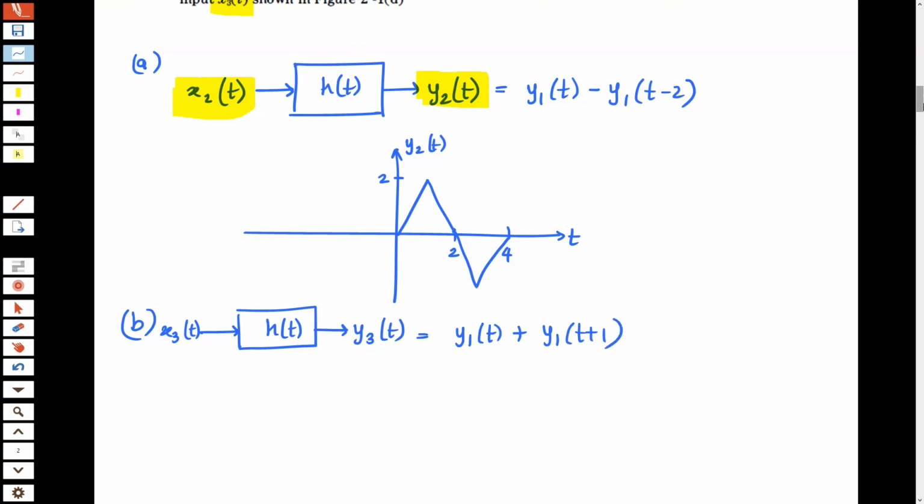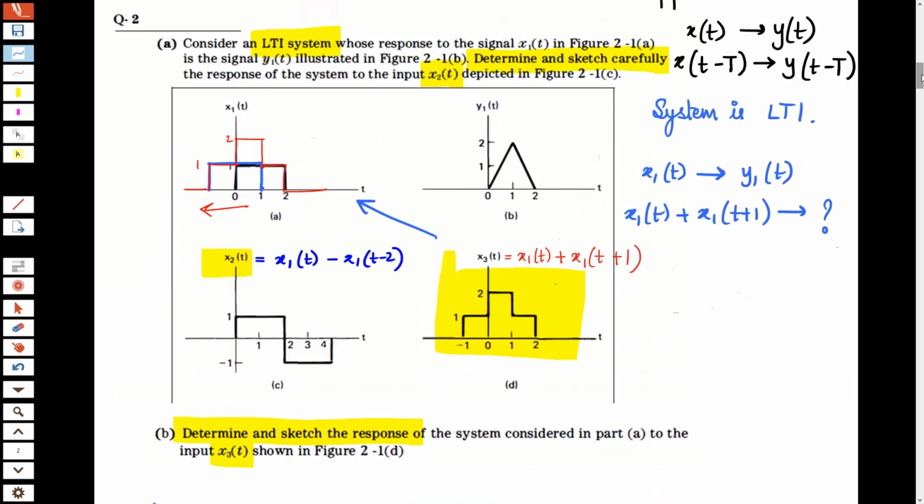Now you're also asked to sketch this signal. So how would y1(t+1) look like? If this is y1, y1(t+1) means this whole signal shifted to the left side by 1 unit. This is how y1(t-1) would look like. Sorry, y1(t+1) would look like.